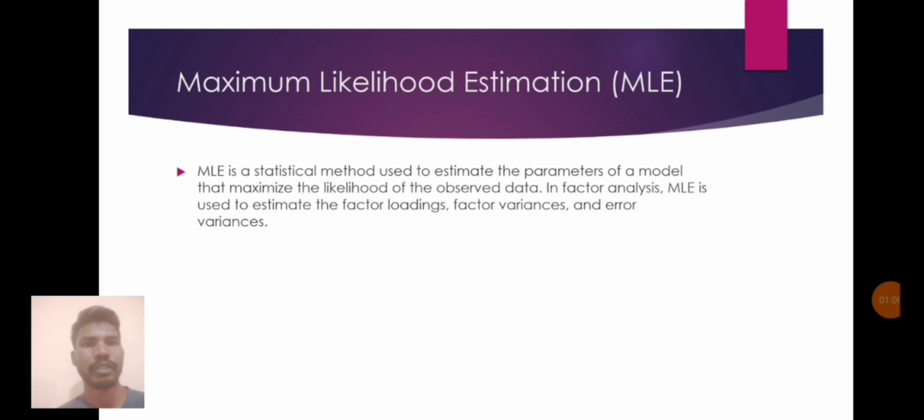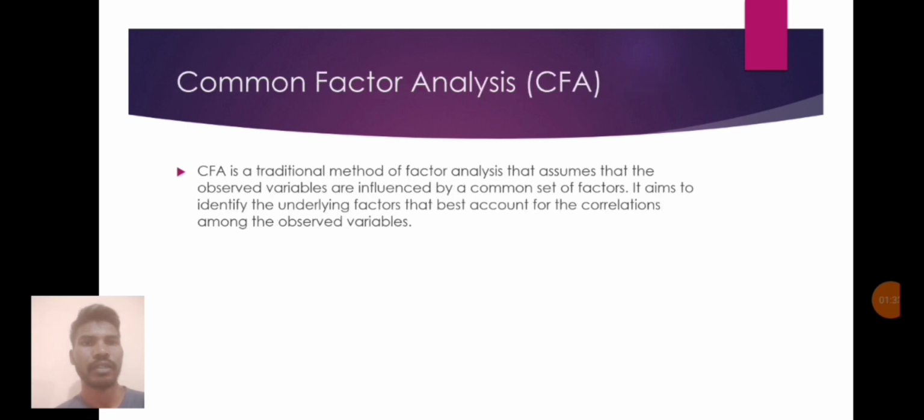Maximum likelihood estimation is a statistical method used to estimate the parameters of the model that maximize the likelihood of the observed data. In factor analysis, it is used to estimate the factor loadings, factor variance, and error variance. Common factor analysis is a traditional method of factor analysis that assumes that the observed variables are influenced by common sets of factors. It aims to identify the underlying factors that best account for the correlations among the observed variables.